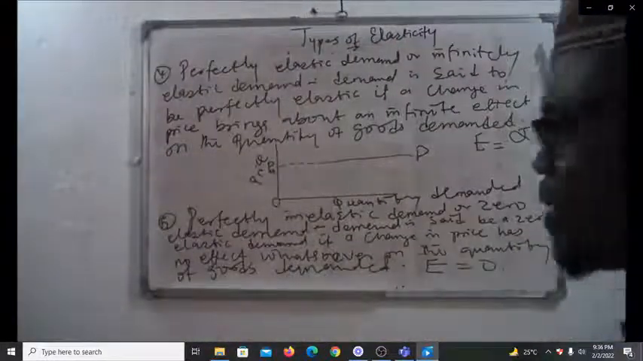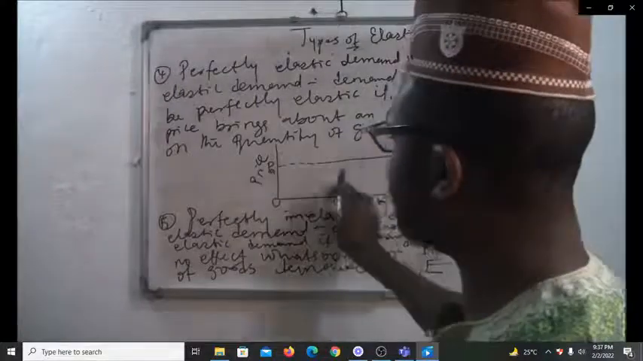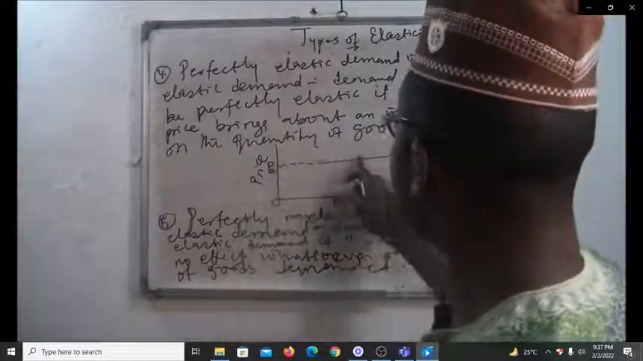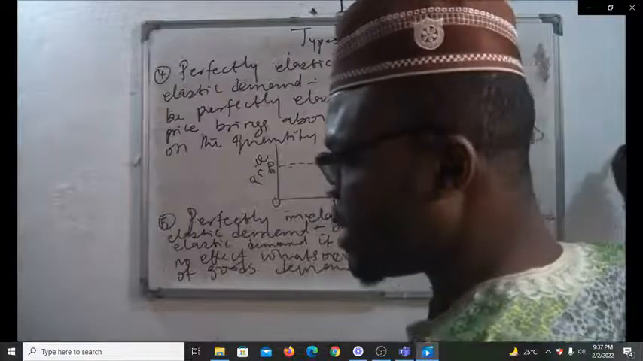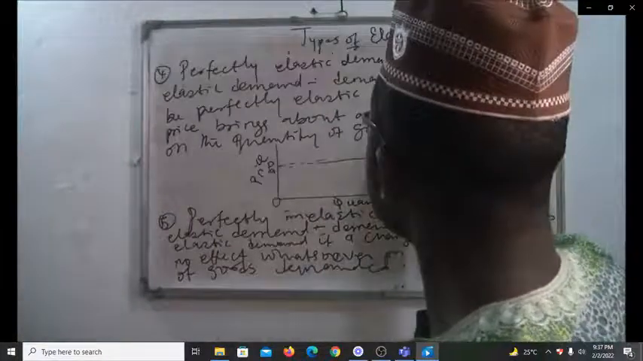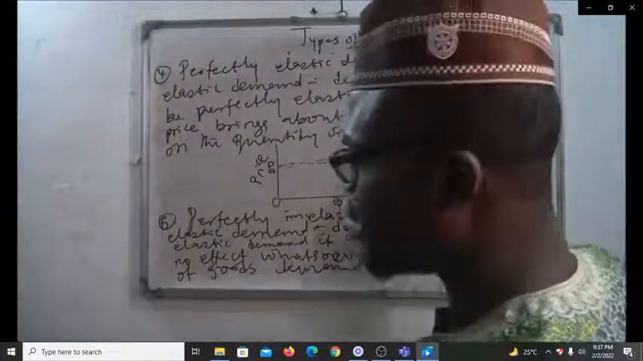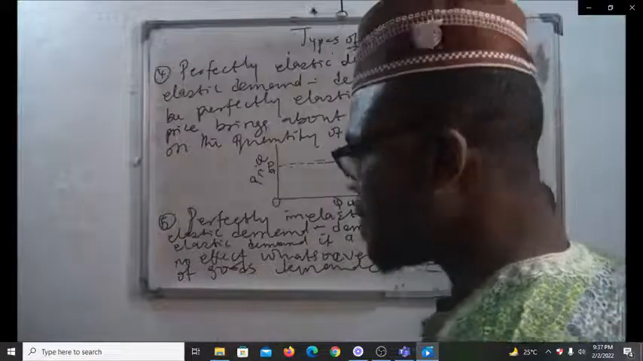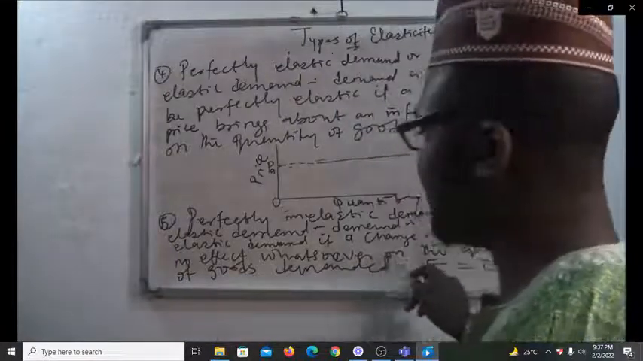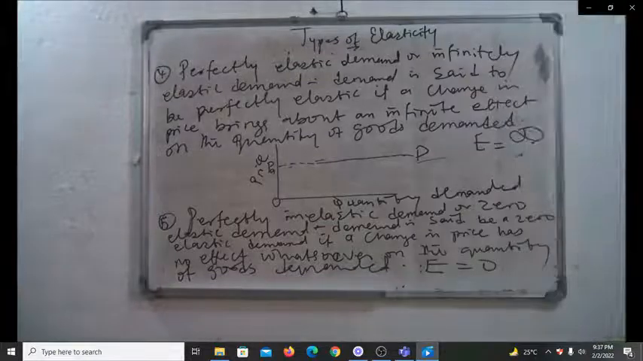Is that clear? So this is the curve. This is the graph for this. Once there is a change in price, the quantity demanded continues to change, it's too large, bringing about an infinite change. It continues. It doesn't stop. Whereas this one does not have any effect on the quantity demanded.